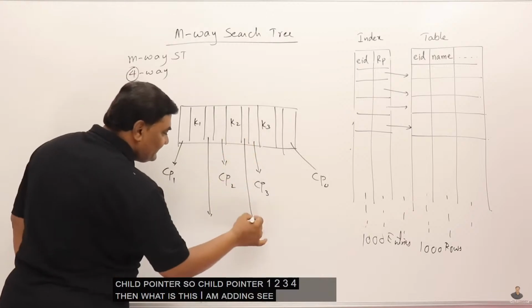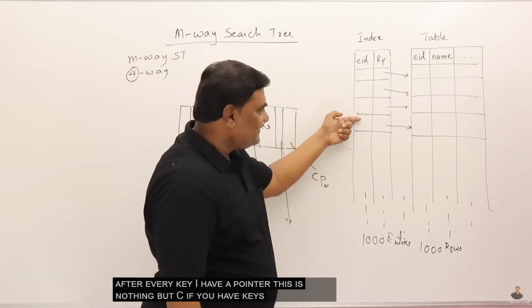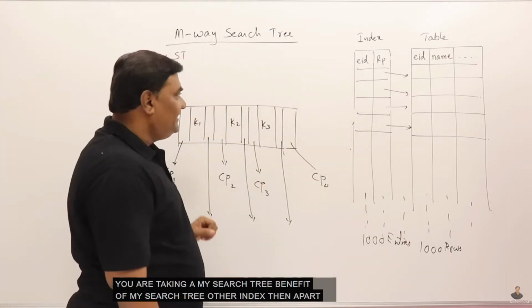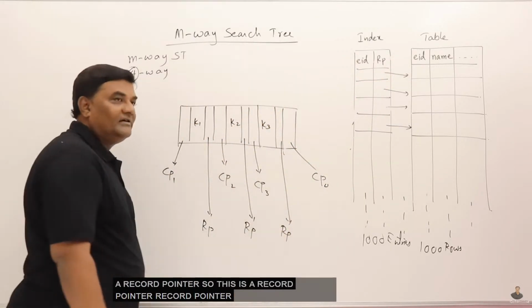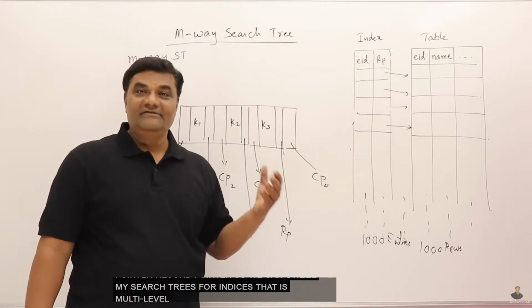Then what is this I'm adding? See, after every key I have a pointer. This is nothing but, if you have keys here and you are taking an M-way search tree as an index, then apart from the child pointer, you should also have a pointer to a record. That is a record pointer. So yes, we will also have a record pointer. So we can utilize M-way search trees for indices, that is multi-level indices, where the tree will have multiple levels.